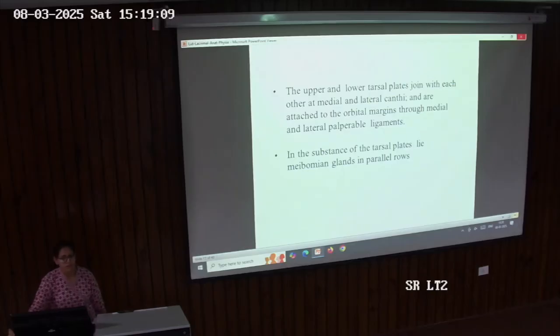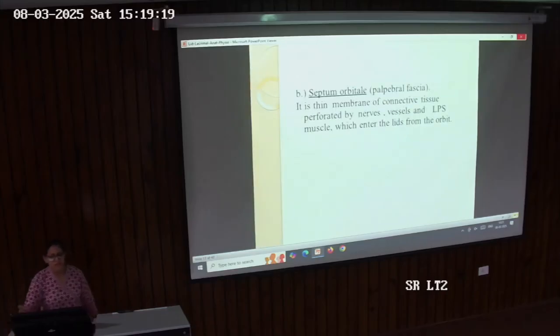In the substance of the tarsal plate, the Meibomian gland is present, and the duct openings are present in parallel rows. Now, second is the septum orbitale, which is known as the palpebral fascia. It is a thin membrane of connective tissue, and it is perforated by the nerves, vessels and LPS muscle.